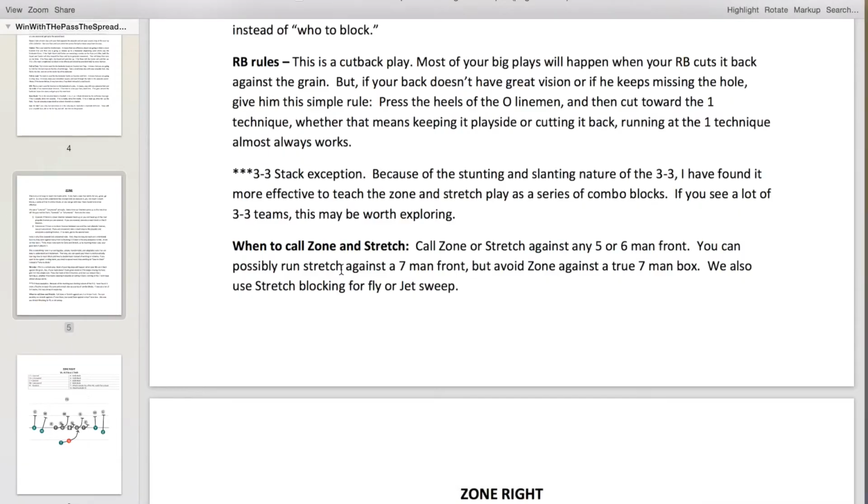Because a lot of coaches will argue, well, zone's a cutback play. Like the running back has to have vision. Yes, but you can actually teach him vision if you teach him those simple rules. I haven't had to do that for a few years, but I've done it in the past. So just keep that in mind. If you want to teach your guy, hey, you're always going to run zone toward the 1 technique, you can actually be successful that way. Okay. But you'll see when we go through the cut-ups that most of our running plays, most of our success in zone comes when they cut it back against the grain.